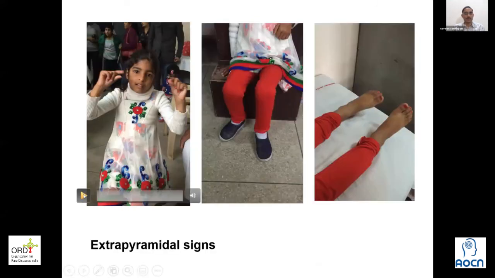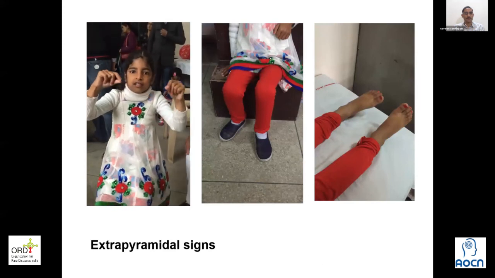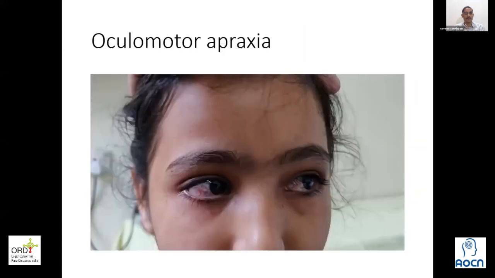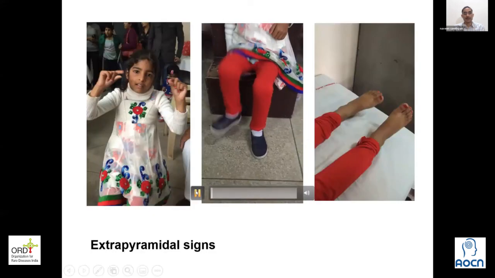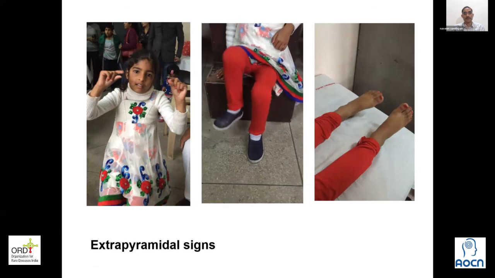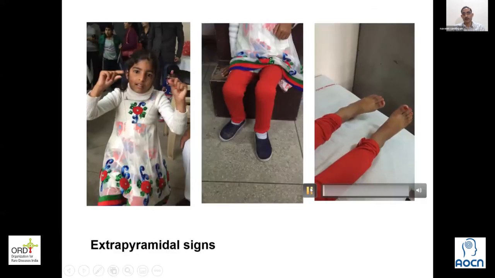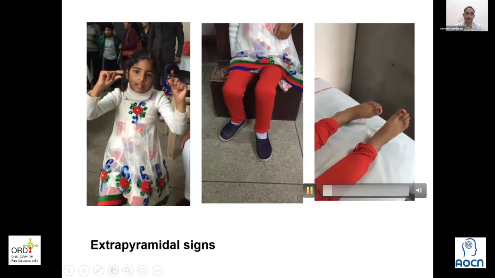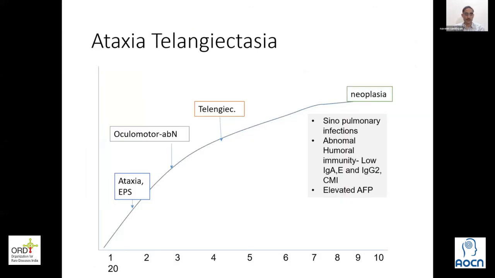And apart from this, she has impaired finger taps. She has impaired foot taps. And she has spontaneous dystonia of the lower limb. And she has oculomotor apraxia with very fiery red eyes. So this is ataxia telangiectasia.